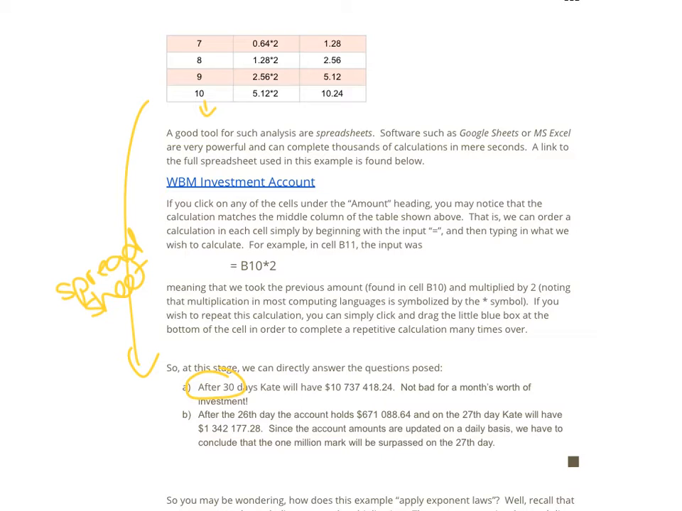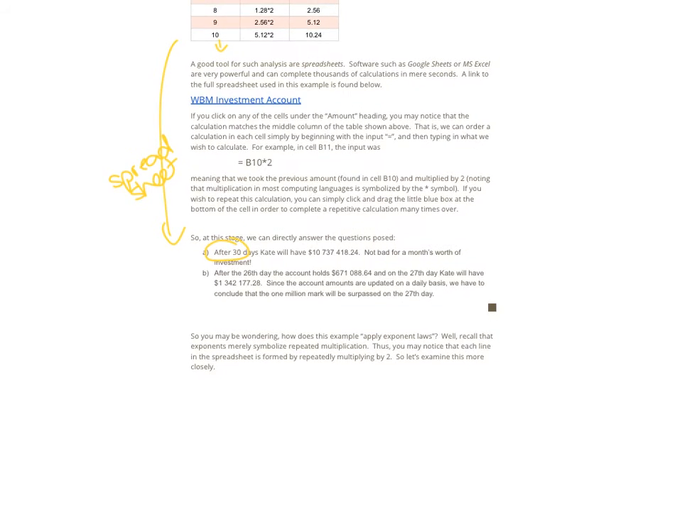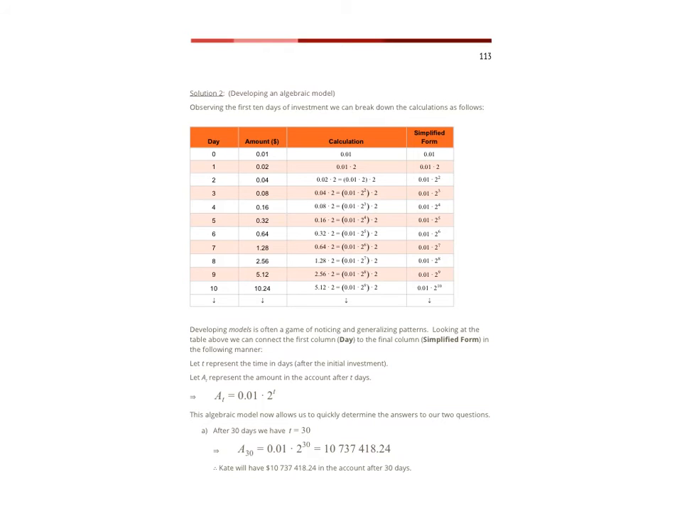$737,418.24. So not bad for a month's worth of investment, right? After the 36 days, the account holds $671,000, and on the 27th day, Kate will have $1 million. Okay, so it shows you how your money can double very, very fast. What I do want to get into now is how we develop the formula for that.